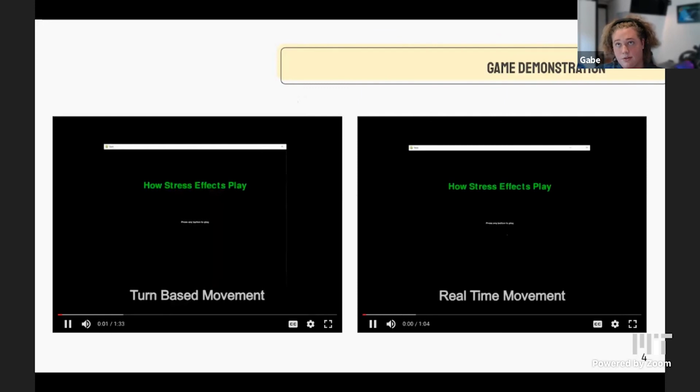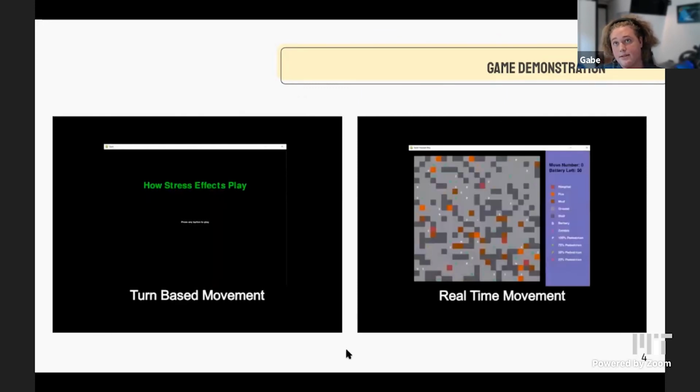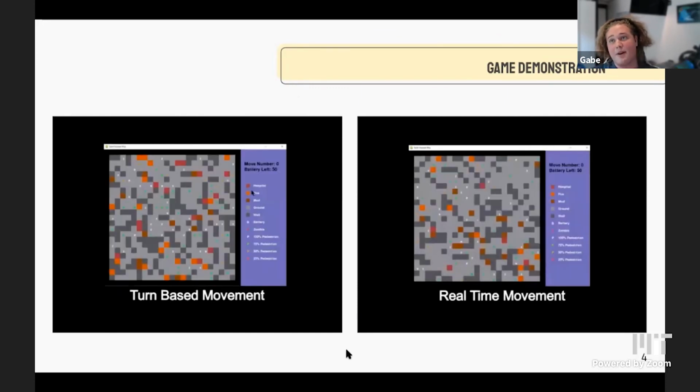So that's our start screen. On the left is the turn-based movement. On the right is the real-time. In the turn-based, I'm moving pretty quickly, but for every 3 turns I make, the zombies move once. On the other hand, with the real-time movement, the zombies move approximately every 3 seconds.